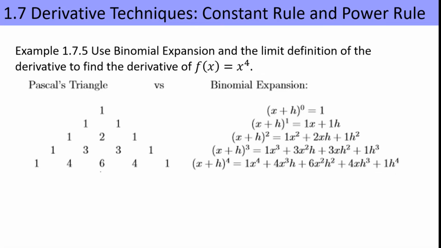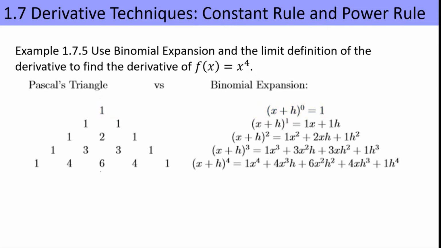Example 1.7.5, use binomial expansion and the limit definition of the derivative to find the derivative of f of x equals x to the fourth. One of the tools we are able to use is something called Pascal's triangle, which corresponds with a binomial expansion. For example, if you do x plus h quantity raised to the power of 0, anything raised to the 0 is 1, and that matches with the tippy top point of Pascal's triangle, which is 1.